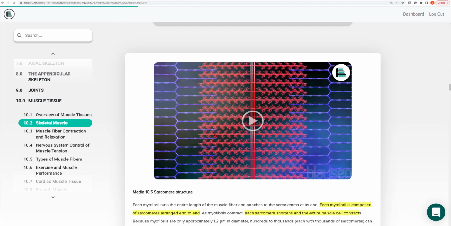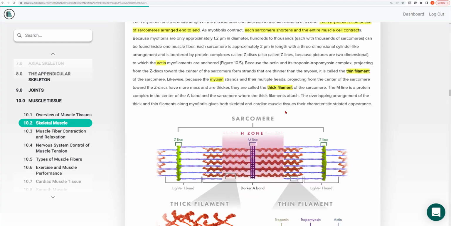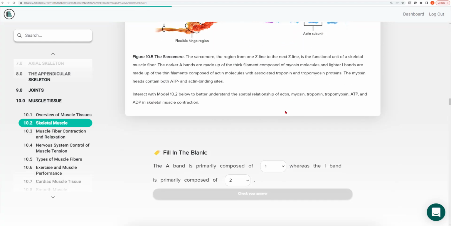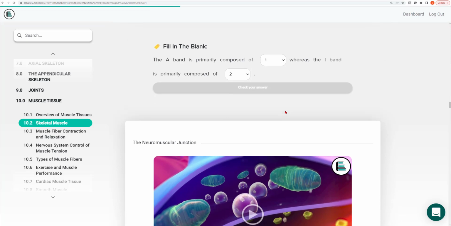In this video, again, here's your thick filament. Here is the thin filament. Here is the Z line. And you're going to see how the sarcomere shortens as muscles contract. This is called the sliding filament theory. Okay.